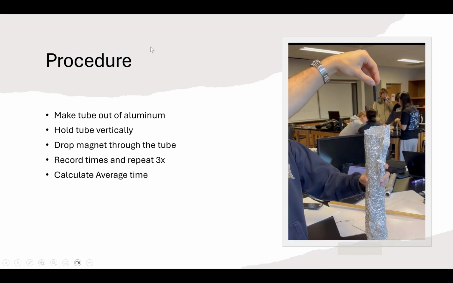For the procedure of this lab, we have to make a tube out of aluminum foil, which you can see here. That's how it's made, and that's a little magnet with the dude holding it. We have to hold the tube vertically, and then drop the magnet through the tube. We then record the times as the magnet falls through the tube and exits the tube, and we repeat this 3 times. We then calculate the average time.